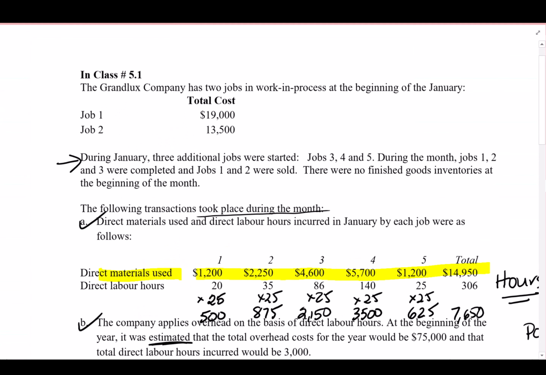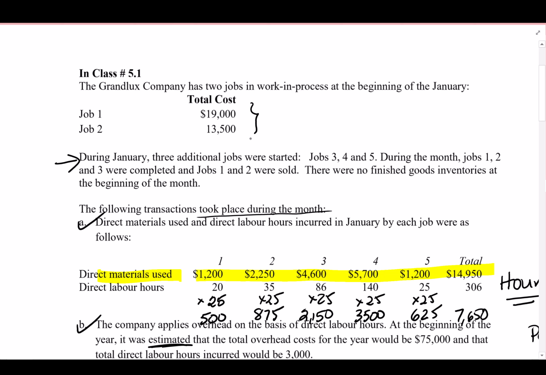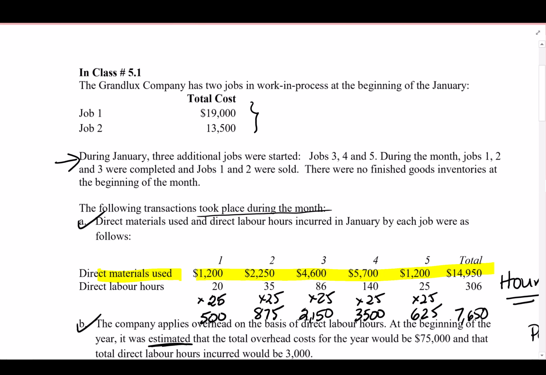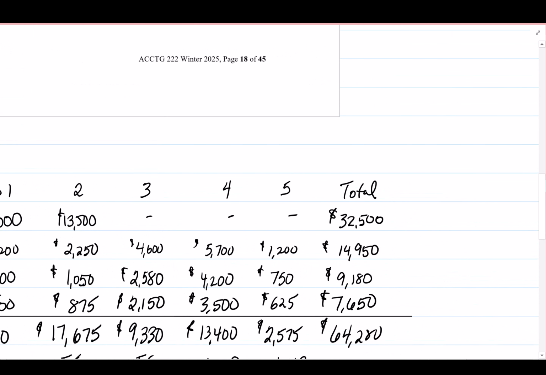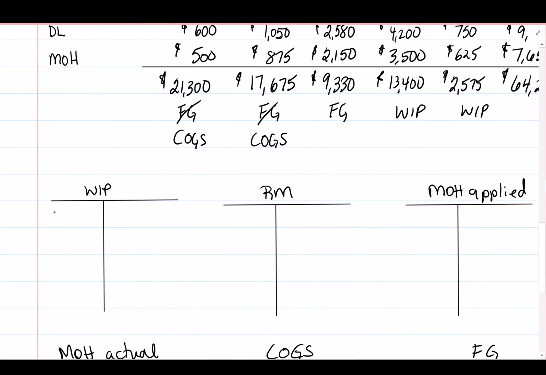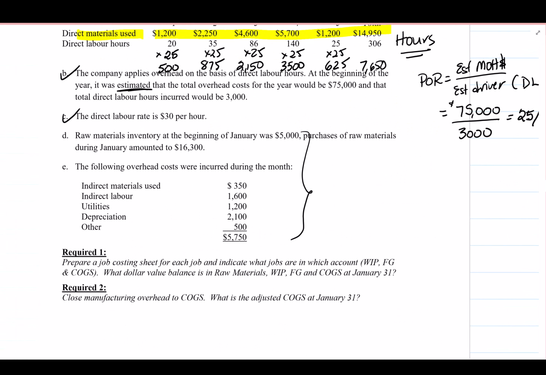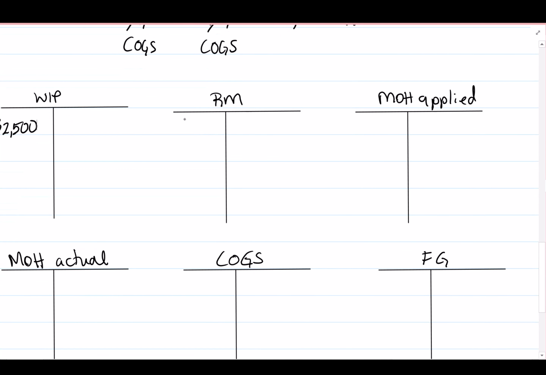The question did say up here at the beginning of January, we had 2 jobs in work in process. We put those into our job cost sheet. We added them up. So opening work in process in our T account, $32,500. I'm just going to put OP for opening balance. Other opening balances, they did say in Part D, raw materials inventory at the beginning of January was $5,000. So raw materials, $5,000, opening balance as well.